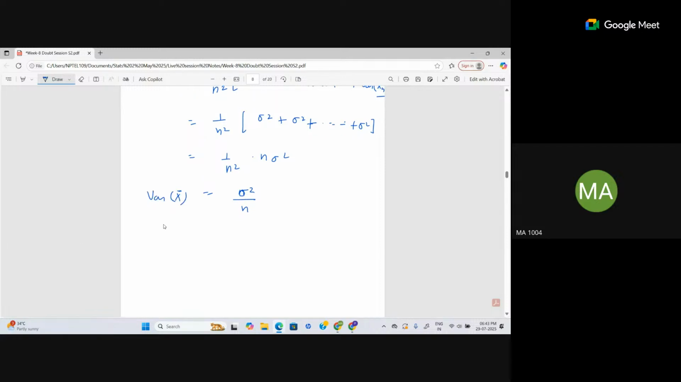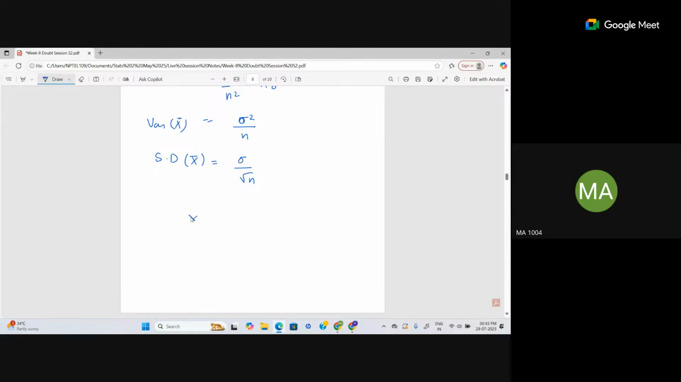Now what we have to do is find the standard deviation of x bar. So this will simply be the square root of the variance. So this will become sigma by root n. So now we say that x bar minus the mean of x bar, which is mu, divided by the standard deviation of x bar, which is sigma by root n, follows normal 0, 1. This is the difference.